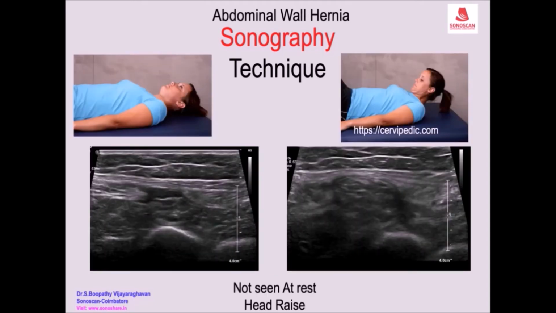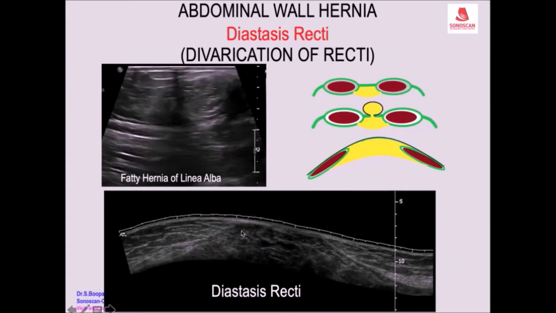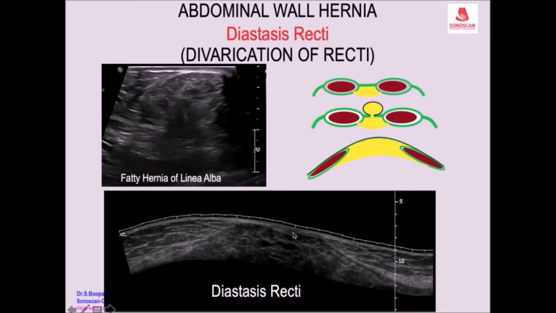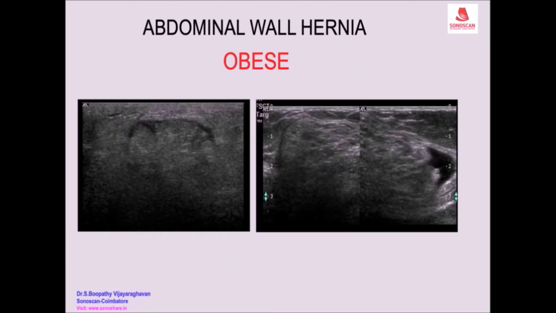So here the pictures show the technique of head raise, and here you see at rest, you don't see any hernia. And when the patient raises the head, when he strains, then you see the prominence, the muscles are separated and the linea alba in between gets weakened, so that the contents bulge outside at sites where you don't suspect a hernia, like an obturator hernia. So here this is a very obese individual.